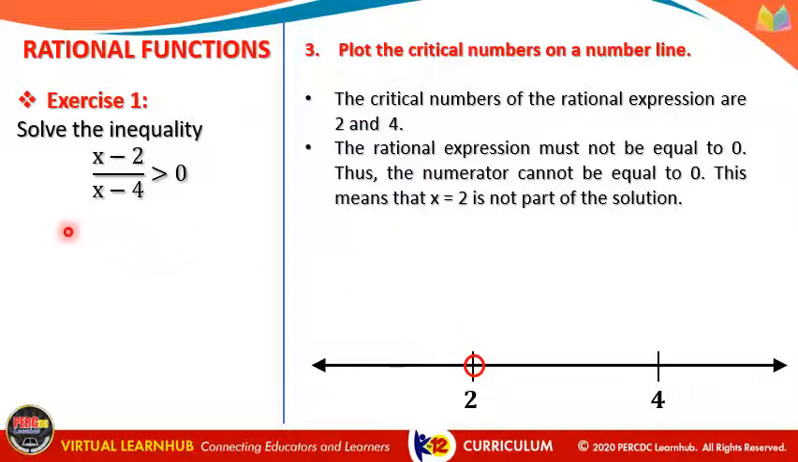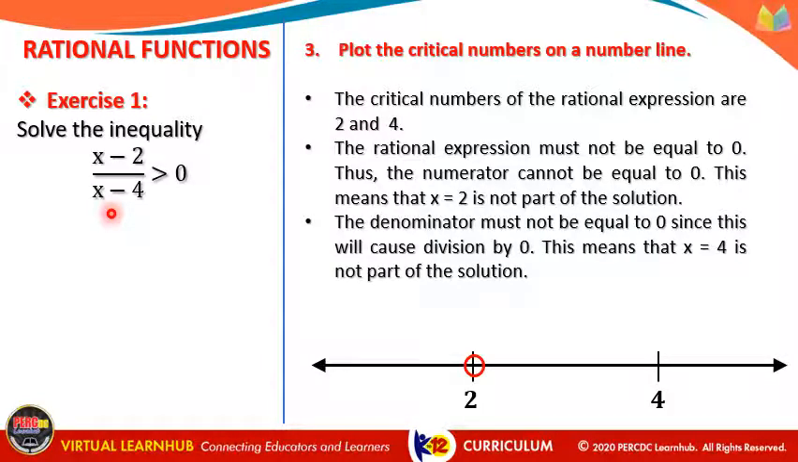Again, isa sa mga iniiwasan din natin is magkaroon tayo ng division by 0. Kailan ba magiging 0 yung denominator? Hindi ba magiging 0 ang denominator if x is positive 4? So, ibig sabihin nito, hindi rin pwede na ang x ay equal sa 4. So, again, the denominator must not be equal to 0 since this will cause division by 0. This means that x equals 4 is not part of the solution. Since x equals 4 is not part of the solution, ang ilalagay din natin sa 4 is a hollow circle. So, at least naumpisahan na natin yung ating number line.